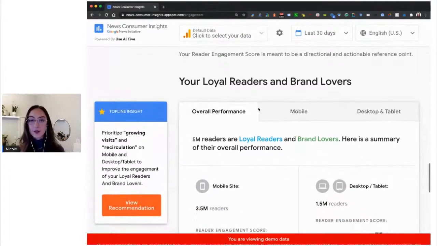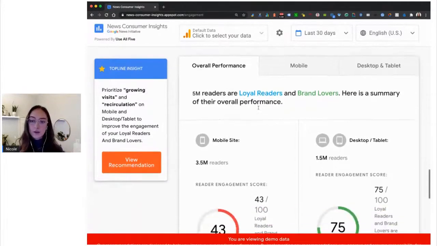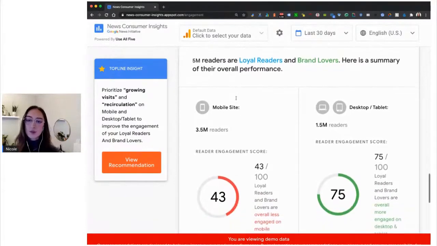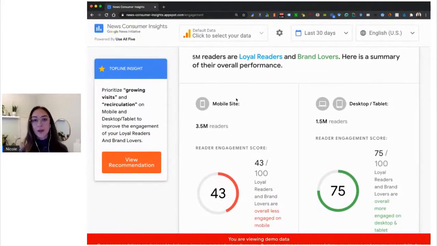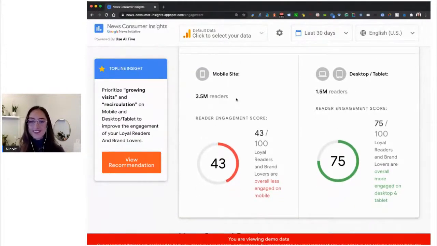And so what it is looking at here is, if we scroll down, we'll take a look at your loyal readers and brand lovers in one chart. And then if we continue to scroll down, you will see your casual readers in another chart. Looking through here, you'll look at overall performance, and then it also will break down into mobile and desktop and tablet. So looking at this overall performance right now, we understand how many readers in general are loyal and brand lovers. And then if we scroll a little bit further, it breaks it down into your mobile and then your desktop and tablet with the high overarching themes and ideas here.